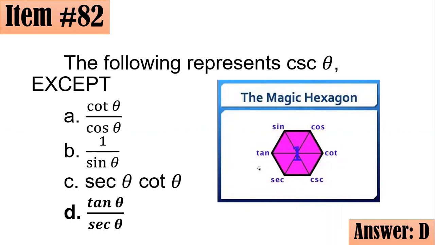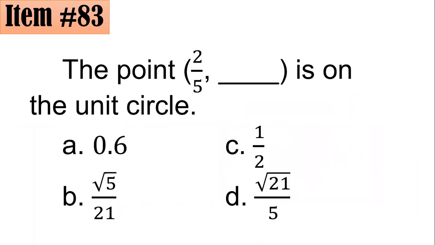Okay. I hope nakuha po natin yung ating magic hexagon po. 83. The point 2/5 blank is on the unit circle. Is it 0.6, square root of 5 over 21, 1/2, or square root of 21/5?